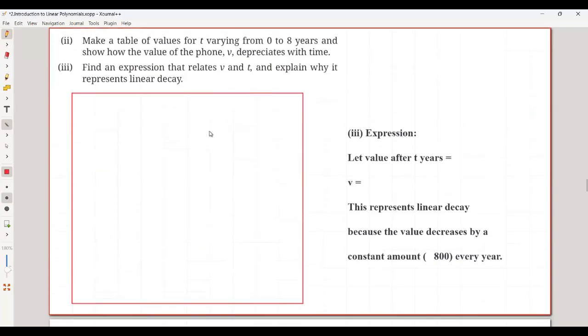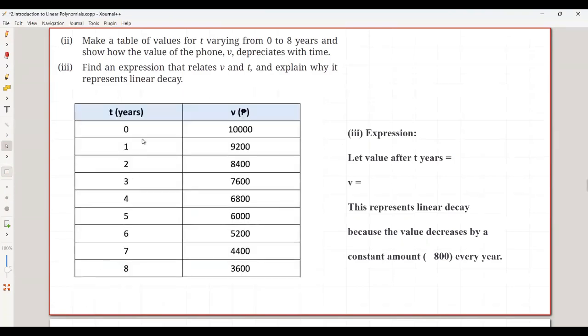So next, make a table for t varying from 0 to 8 years and show how the value of the phone depreciated with time. Depreciated is nothing but decreased. Here also we have to form a tabular column. I have taken the tabular column: years, initially 0 years, till 8 years. In the beginning, the cost of the mobile is 10,000 rupees.